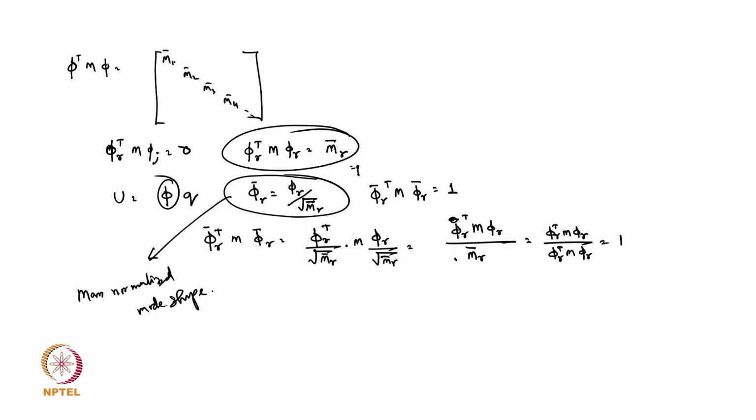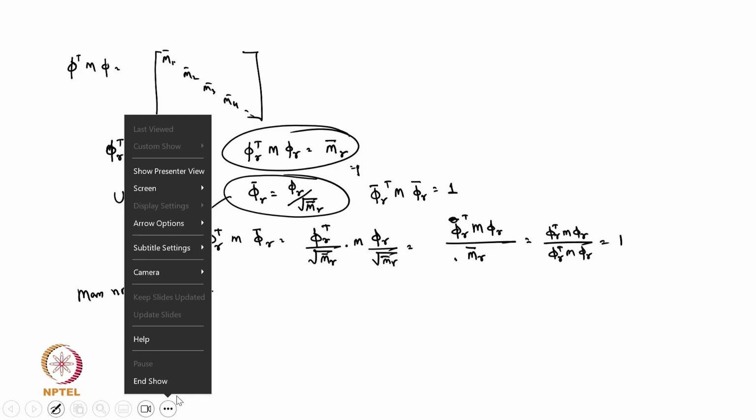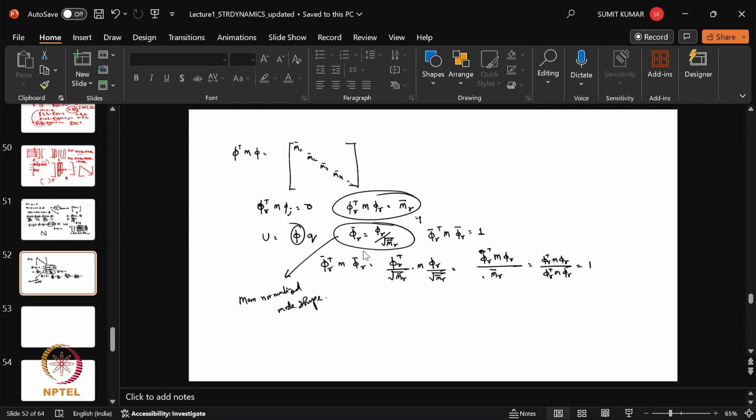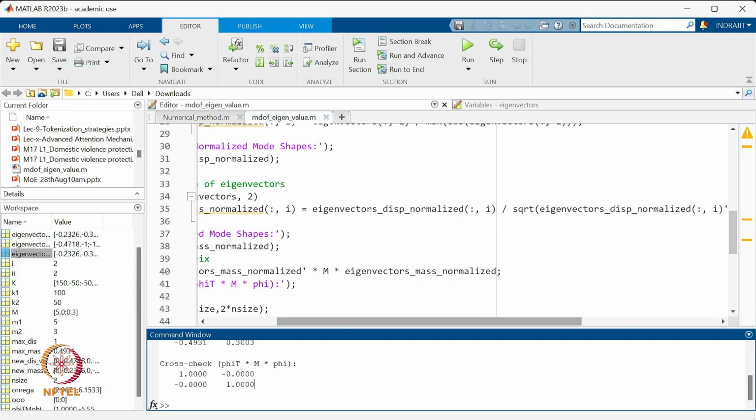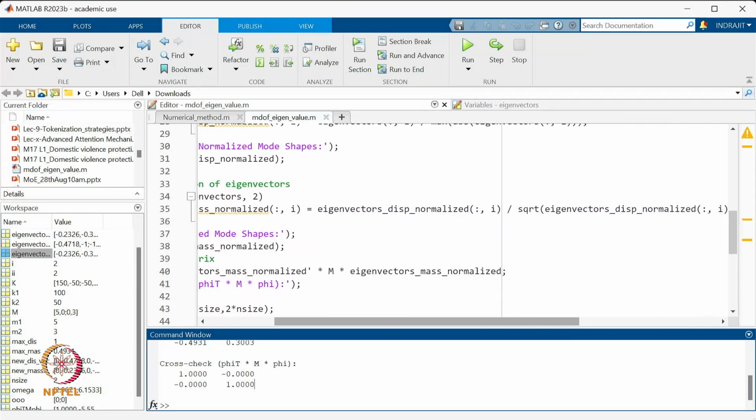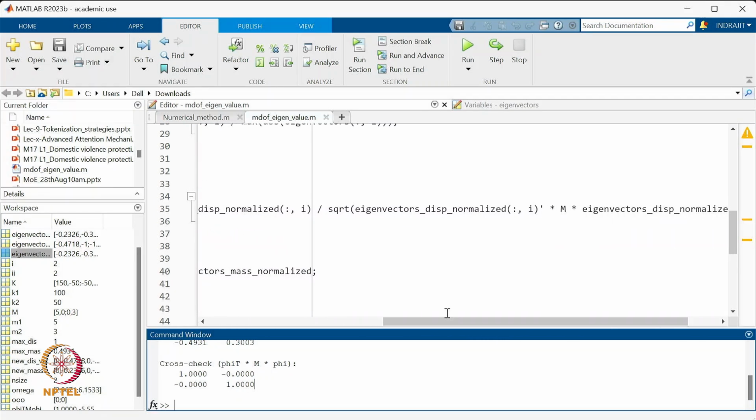Because normalization is nothing but scaling. You just have to scale that. Like displacement normalization is that the maximum should be 1. Good. So that is the way we get this. Here also we just followed the same procedure: the mass normalized eigenvector equals the displacement normalized eigenvector divided by the square root of this.